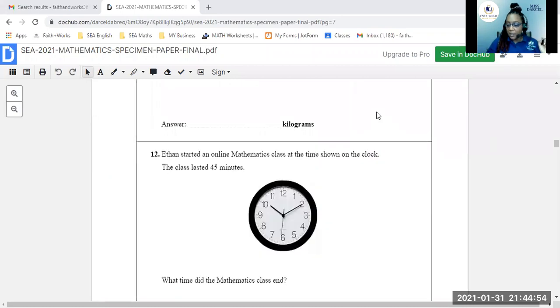All right, Ethan started an online math class at the time shown on the clock. The class lasted 45 minutes. What time did math class end? Right, this is straightforward. We count in fives. So this is the minute hand. So we count 45 minutes. 5, 10, 15, 20, 25, 30, 35, 40, 45. So your minute hand is going to end at 11. So your hour hand, 10, but your minute hand ends at 11, which is 55 minutes.